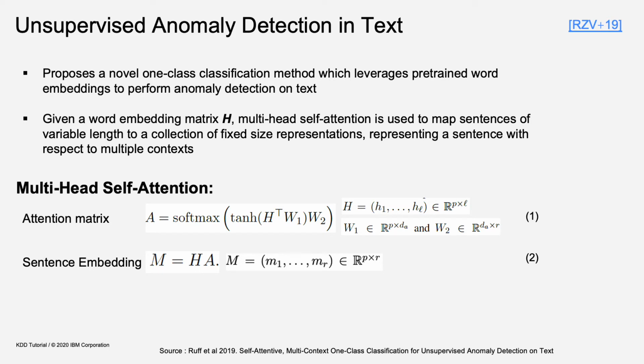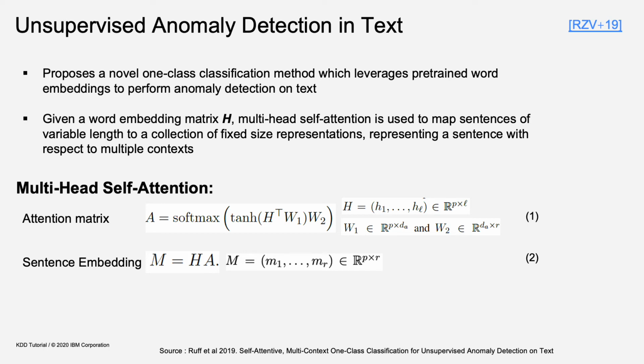The next paper on unsupervised anomaly detection in text was published by Ruff et al. Unlike the previous approach, this paper relies on recent techniques such as pre-trained word embeddings and deep learning architectures to identify outliers present in the data. The authors propose a one-class classification method which takes an input, the word embedding, and identifies if the input text is an anomaly.